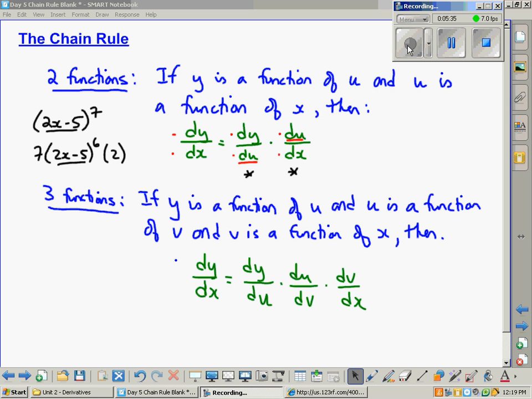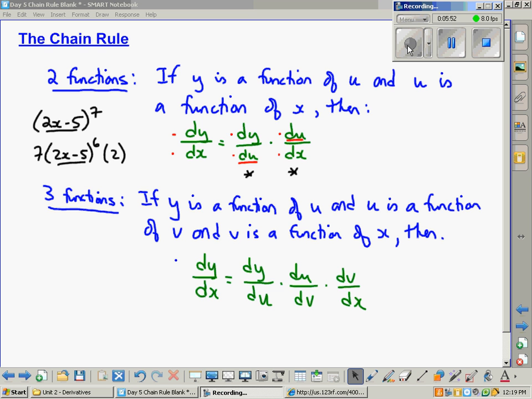So for three functions, it's the same as for two functions, but we had to go through a second step. So dy by du, and then du by dv, and then dv by dx. Just means you go from the outside, differentiate the outside, to the inside, and then inside even further.